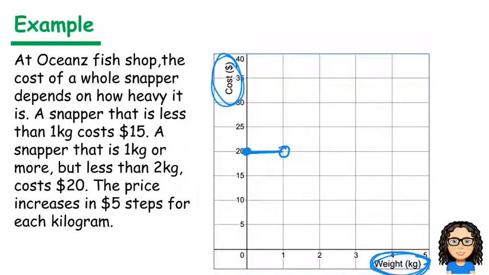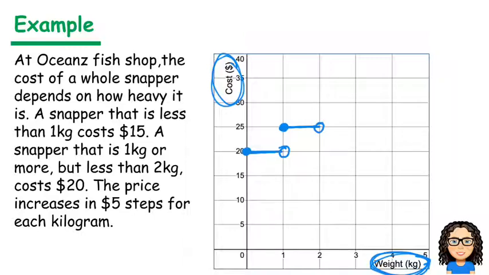Okay, then we're told if it's 1 kilo or more, but less than 2, it's going to cost $20. So again, it's going to cost me $20. I'm going to draw a solid line going across there. It's including the 1 kilo, so I'm going to draw that solid. But less than 2 means I draw an open circle.